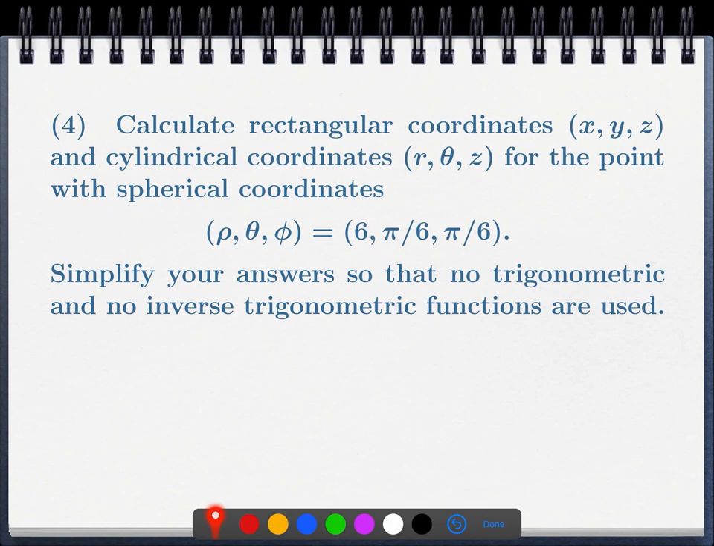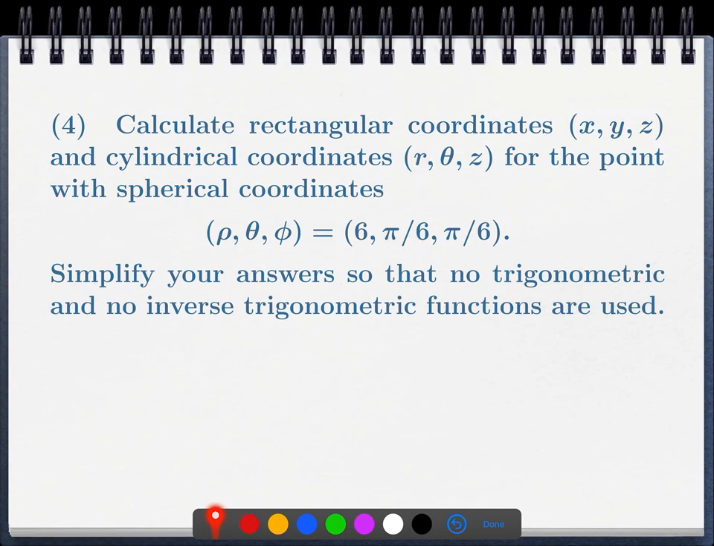Fourth question is converting from one coordinate system to another. We have here the spherical coordinates, and we want to know what is the corresponding representation in rectangular coordinates and in cylindrical coordinates. So we want to compute x, y, z, r, and theta is already given to us as pi/6. So really we're after 4 things here. We want to compute x, y, and z, and then we'll have z. We already have theta as pi/6, and we need r still.